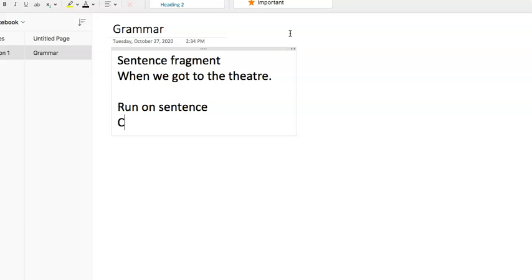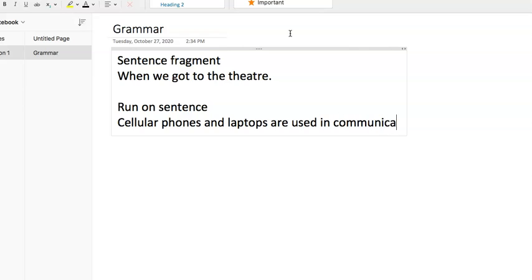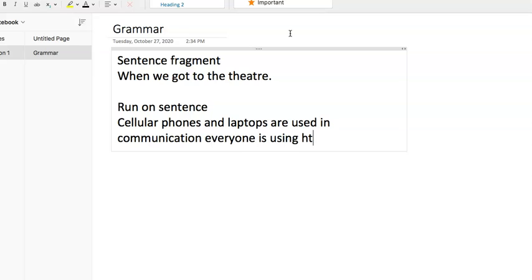All right, so we'll go. Cellular phones and laptops are used in communication. Everyone is using them these days. Okay, so that's definitely a run-on. We need to break that up somehow, right?